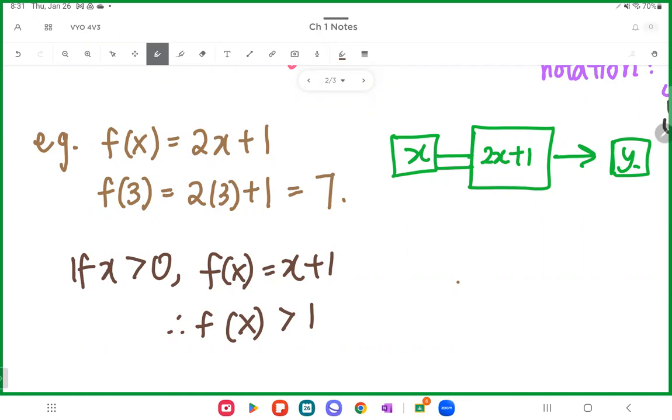Then f(x) is more than 1, because my x is more than 0. If I put more than or equal to, then f(x) should be more than or equal to 1, because I fixed this.